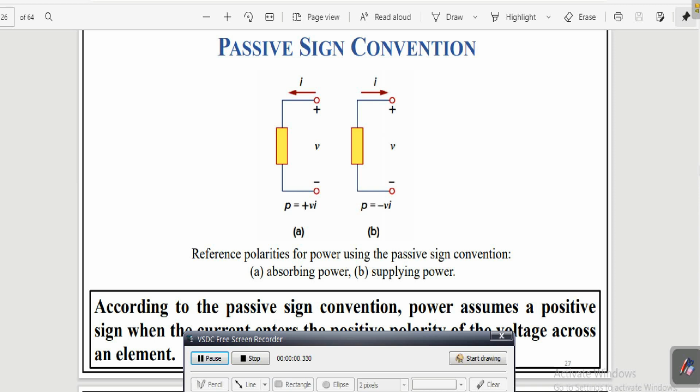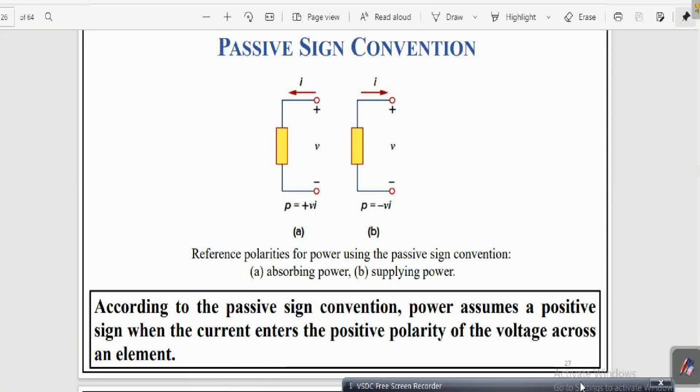Let's see the positive convention, which is a part of your analysis of DC circuits. What is the use of positive convention?